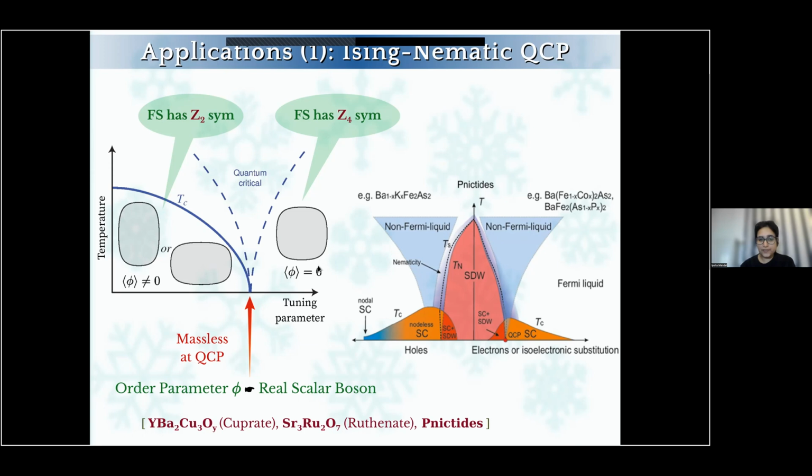Now, in the first phase, the order parameter takes a zero expectation value, whereas in the second phase, it takes a non-zero expectation value. And let me just point out that the order parameter phi in this case is a real scalar boson, which becomes massless right at the quantum critical point. This kind of ordering is believed to be present in various kinds of high Tc materials, and schematically, it is shown how nematicity can appear in their phase diagrams.